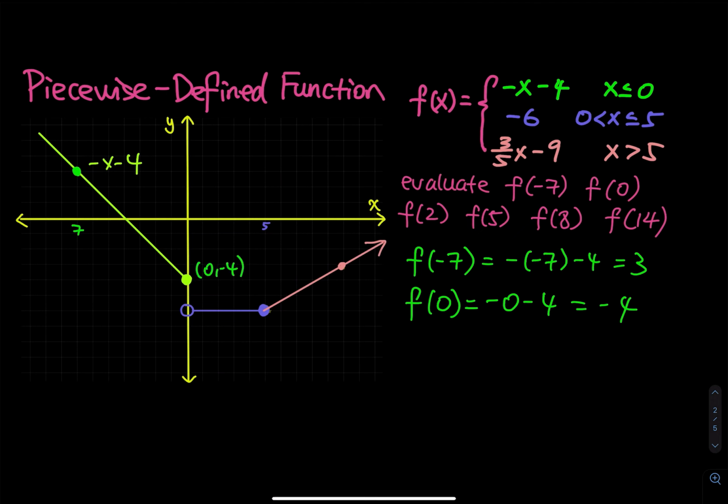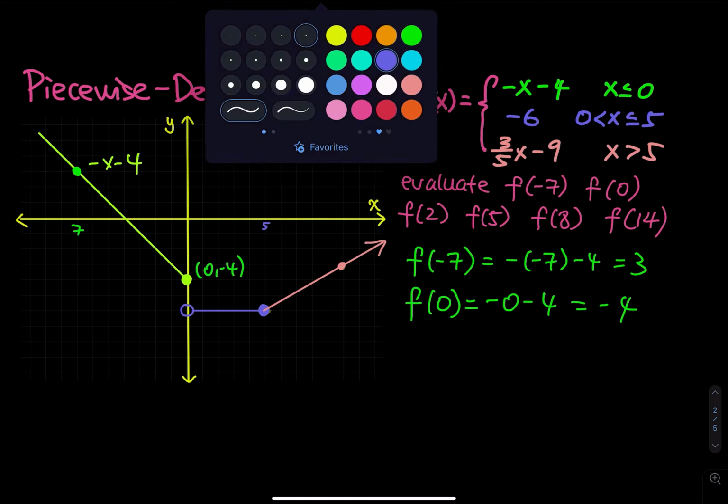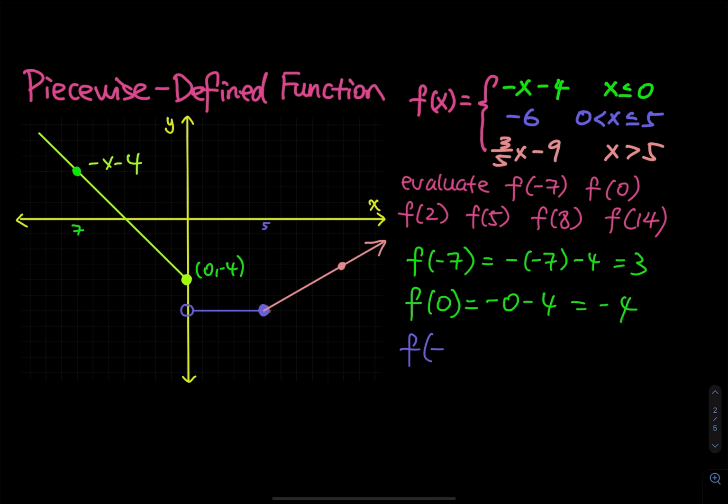And then the next one is when x is equal to 2, that falls into the second domain, the second piece. Then we follow the color code. When x is equal to 2, then y is just equal to negative 6. So this is y equals negative 6. And then how about 5? 5 is here, right? There is an equal. So when x is equal to 5, y is also equal to negative 6. So this is 5 comma negative 6.